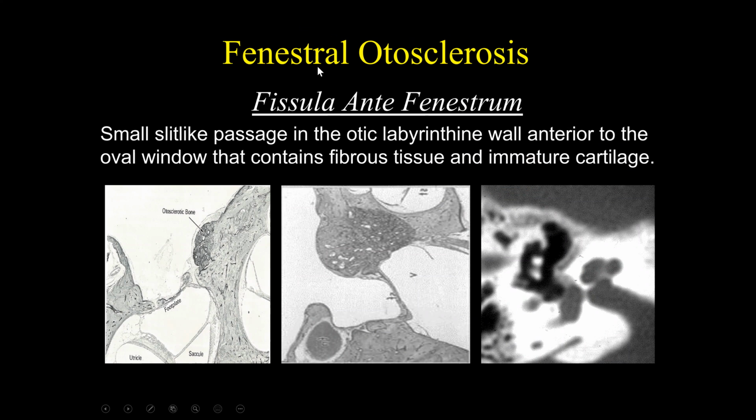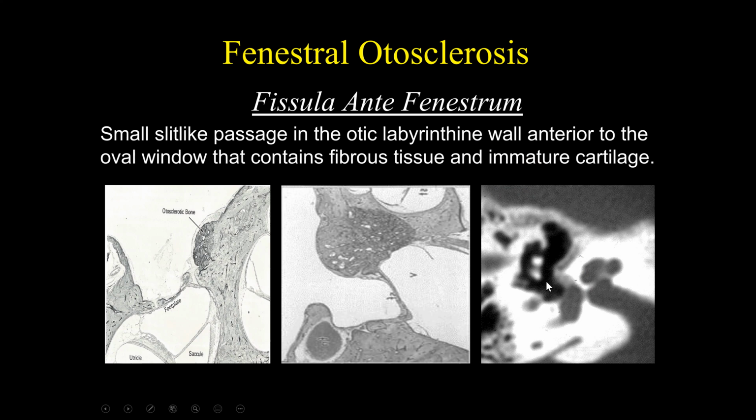There's the otosclerosis that involves the window, and this is referred to as fenestral otosclerosis. And fenestral otosclerosis is due to a small area of bone deposition involving the anterior aspect of the oval window in this region, which is called the fissula ante fenestram. So on the right-hand side here, we see this nice little area of deposition right here involving the fissula ante fenestram, and the anterior crus of the stapes is going right into this deposition anteriorly. As a result, the stapes cannot move normally.